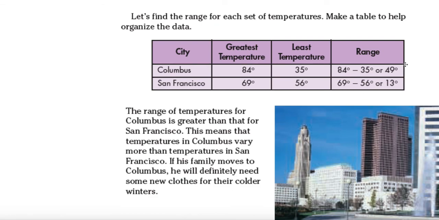Okay, so if you have a large range, in this case a large data spread, in Columbus it's 49 degrees. In San Francisco, it's 13 degrees. This simply means that it will vary more for the data with a larger spread. So if your data has a greater range, that means it will vary more than data with a lot less range. So if his family moves to Columbus, he will definitely need some new clothes for colder winters.